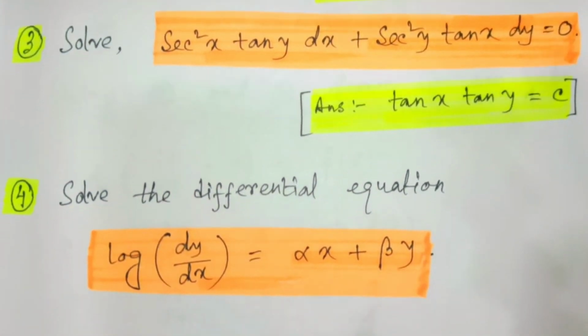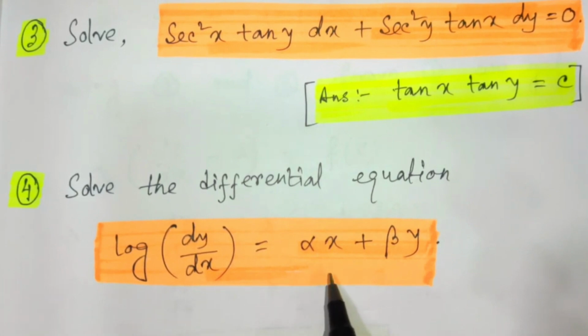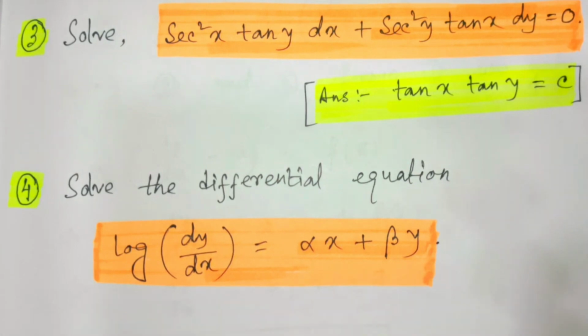And one more question, this one is log of dy/dx is equals to alpha x plus beta y, and its answer I am not going to give you. You should solve this fourth question also, and whatever the solution you find out, you should type your answer in the comment box of this video.